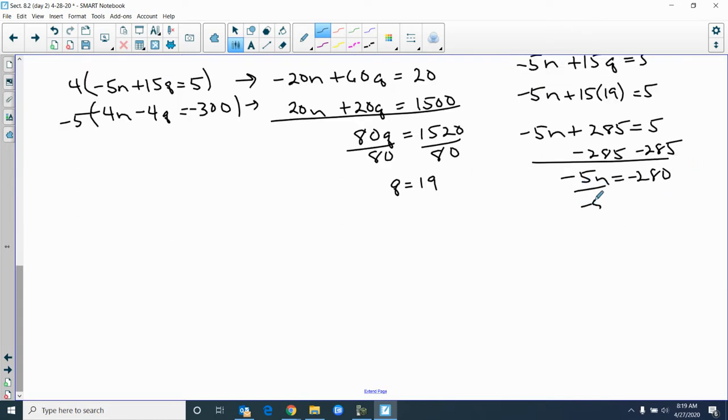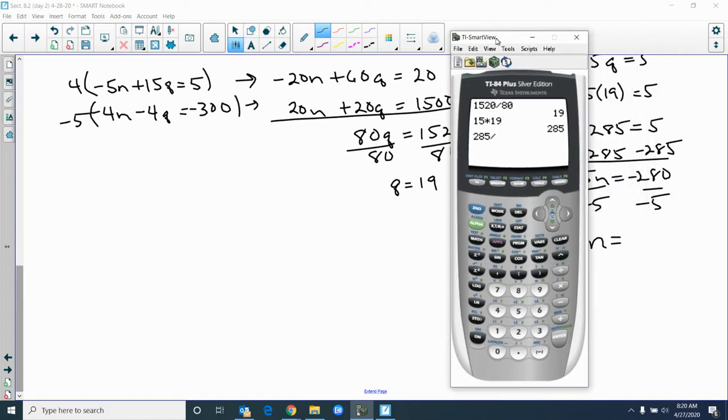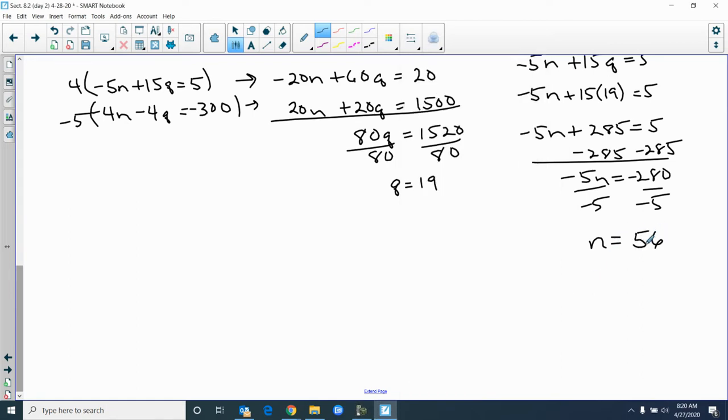Divide by negative 5, n equals, 285 divided by, or is it 280? 280. 280 divided by 5, since they're both negative, it'll be positive. I get 56. So I get 56 nickels, I got 19 quarters.